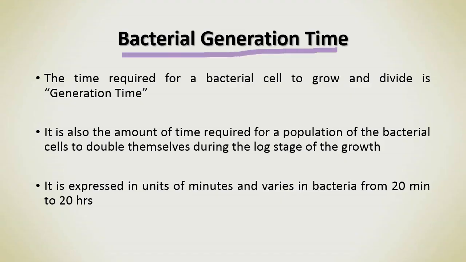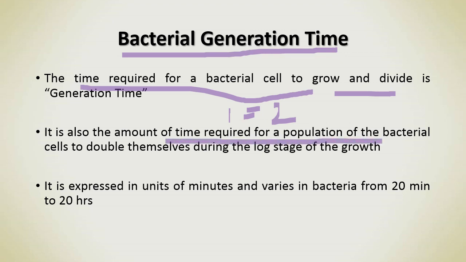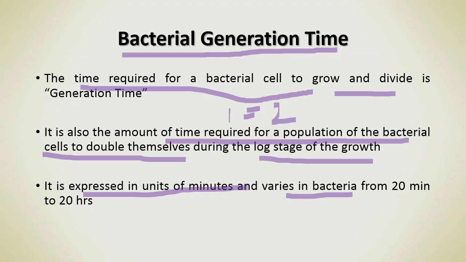Okay, bacterial generation time. Bacterial generation time is the time required for a bacterial cell to grow and divide. In other words, it is the time required for one bacterial cell to become two. It is also known as the time required for a population of bacterial cells to double during the log stage of growth. We will look into more detail what the log stage is in the following slides. It is expressed in units of minutes and varies between bacteria. For fast growing bacteria, the generation time is usually 20 minutes. For slow growing bacteria, it can be up to 20 hours.